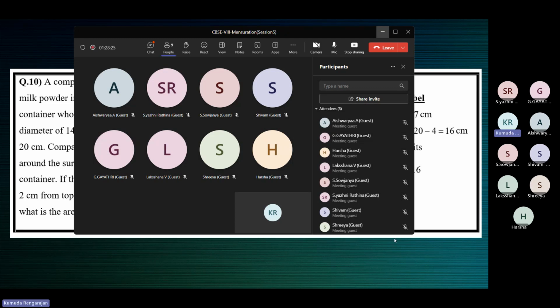All right. Please complete your classwork, children. Last class, only 4 of you submitted your classwork: Aishwarya, Harsha, Shriya, and Surya. The others did not. I think Gayatri and Lakshana did not take up the last session because of your exams at school.